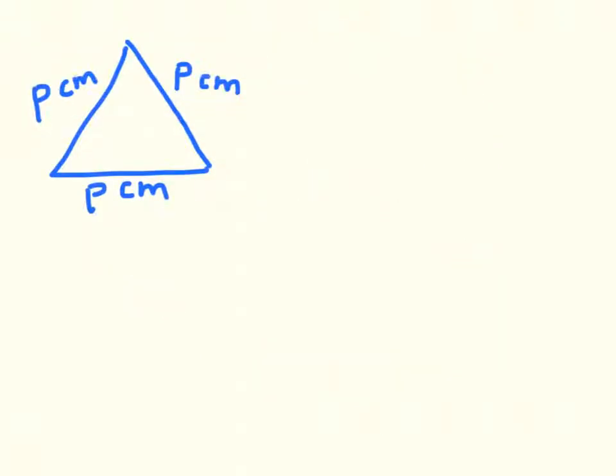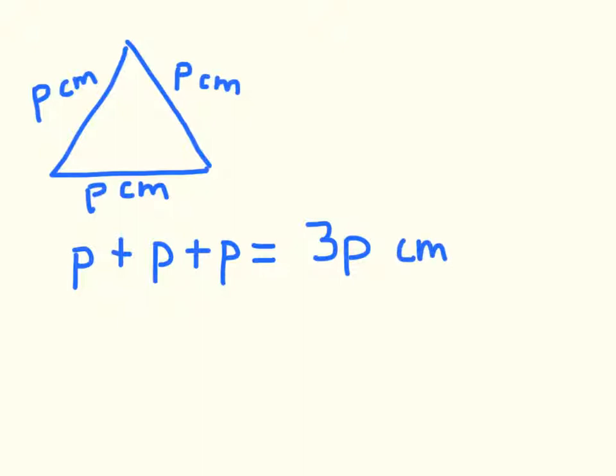The triangle you see here has 3 equal length sides, each p centimeters in length. Find the perimeter of the triangle in terms of p, then state the coefficient of the variable. To find the perimeter, we need to add the length of each side together, which gives us p plus p plus p. There are 1, 2, 3 p's, so our answer is 3p. So the perimeter of the triangle is 3p centimeters. In the term 3p, the coefficient of p is 3.